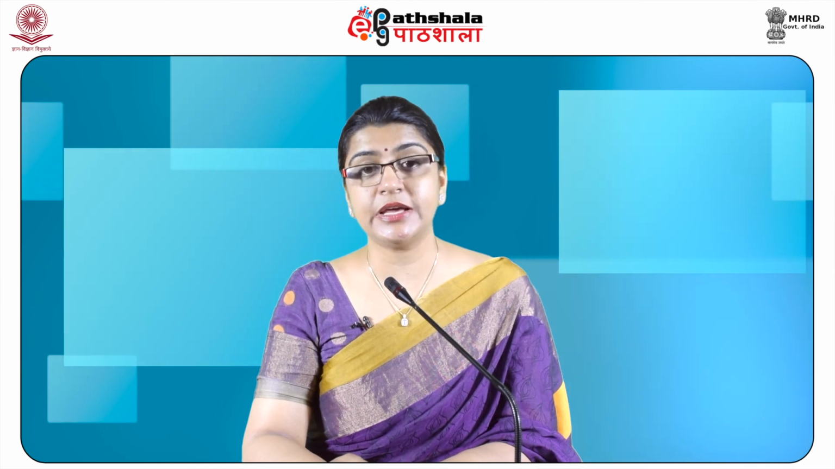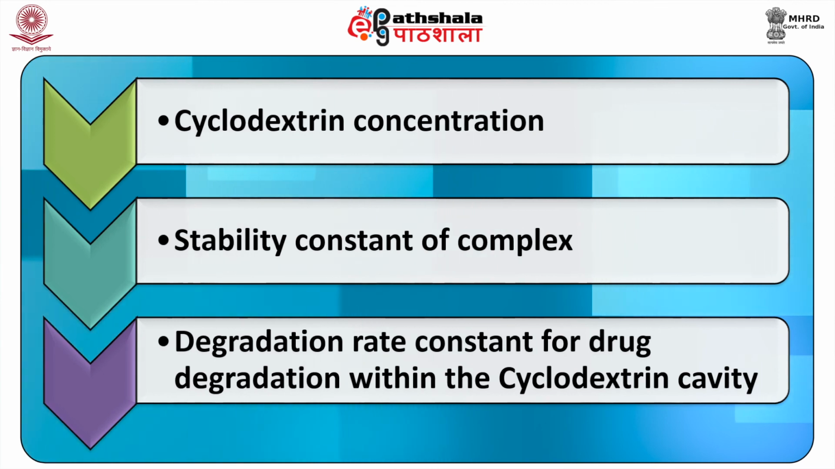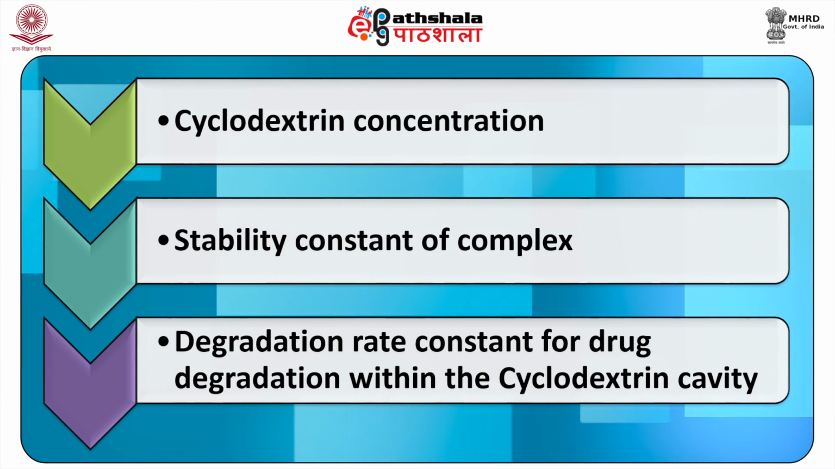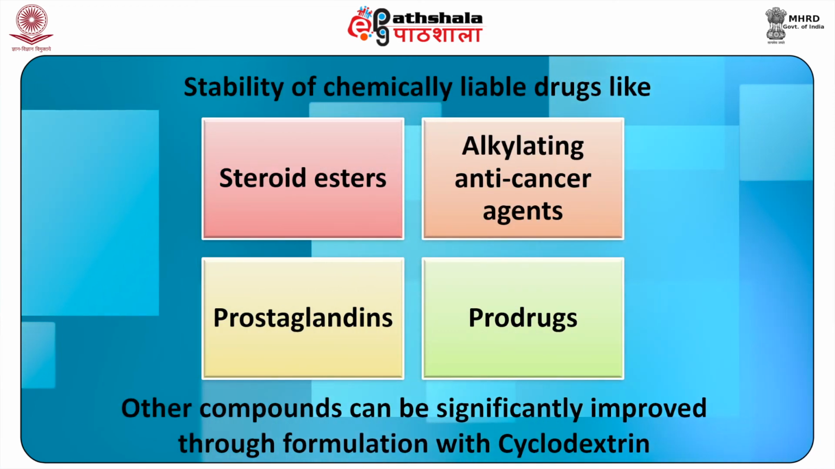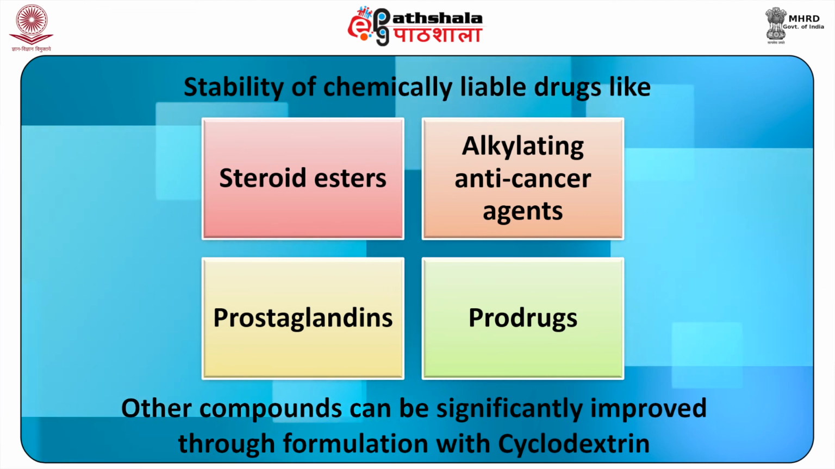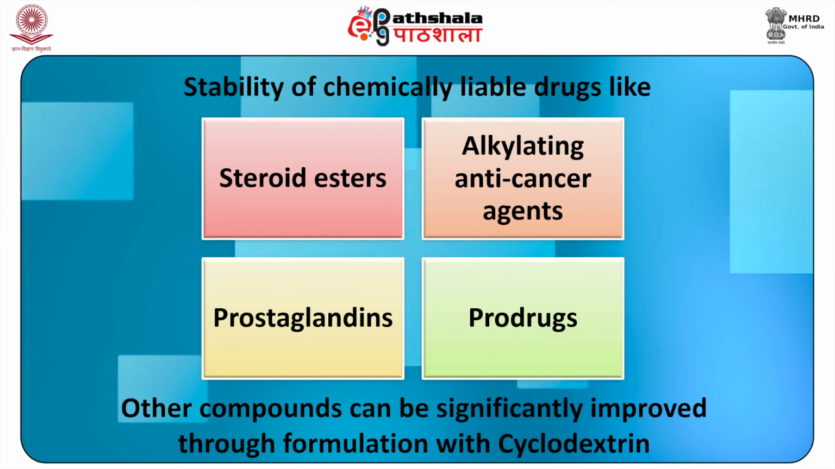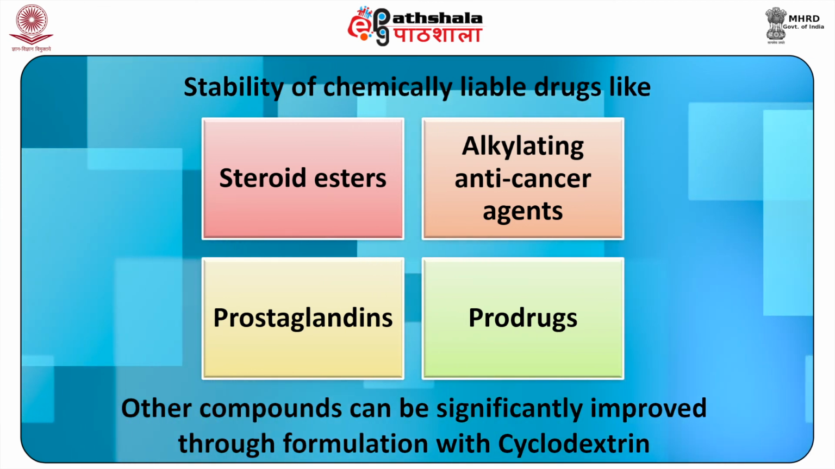In first order and pseudo first order reactions such as hydrolysis or oxidation, the stabilizing effect will depend on 3 parameters: the cyclodextrin concentration, the stability of the complex, and the degradation rate constant for the drug degradation within the cyclodextrin cavity. Many studies have shown that stability of chemically labile drugs like steroid esters, alkylating anti-cancer agents, prostaglandins, prodrugs, and various other compounds can be significantly improved through formulation with cyclodextrin.